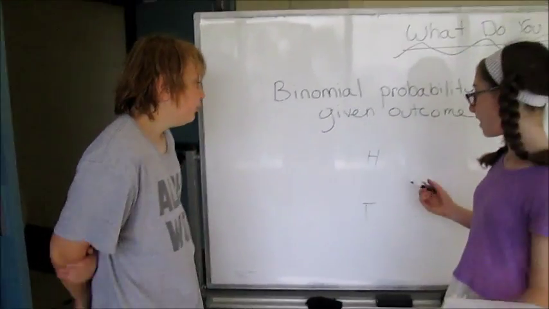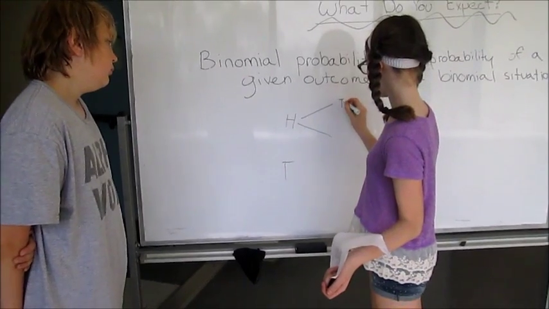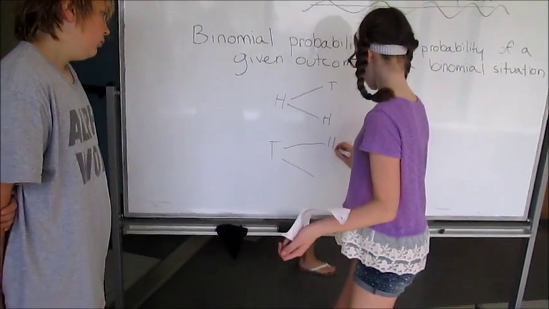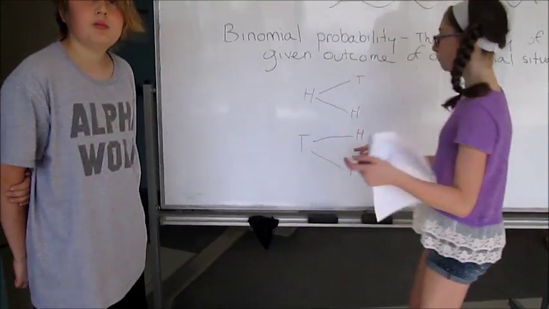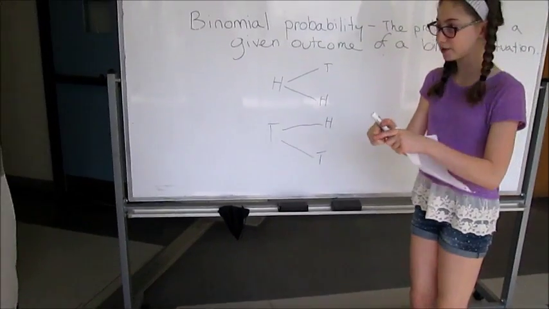Now, we're going to do a tree diagram for you guys. So, for heads, there's a chance of getting tails or heads. And for tails, there's a chance of getting heads or tails. Now, we could keep on going, but we're just going to do this for now. So, let's do the actual experiment.